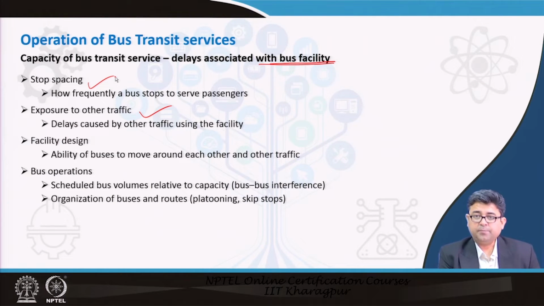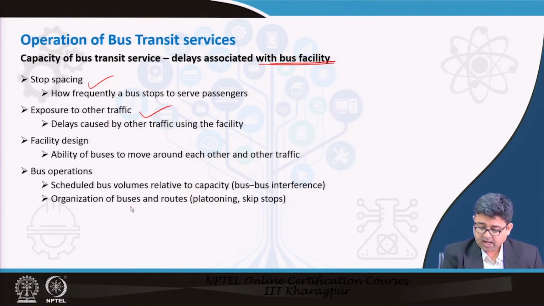Facility design, maybe the streets do not provide enough turning radius at certain junctions. So, the speeds of the buses have to be really slowed down, or they may not be able to enter that route or that lane, and hence have to go around, and that increases the travel time or reduces the capacity again.